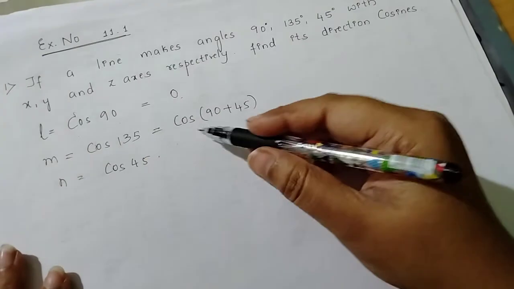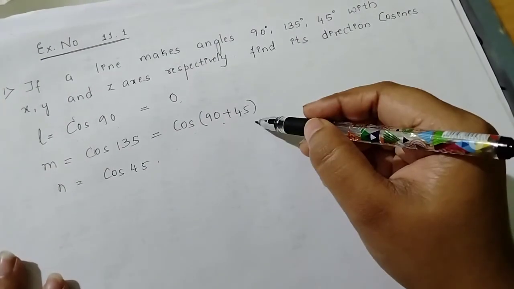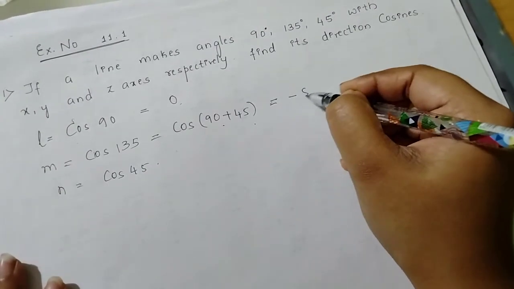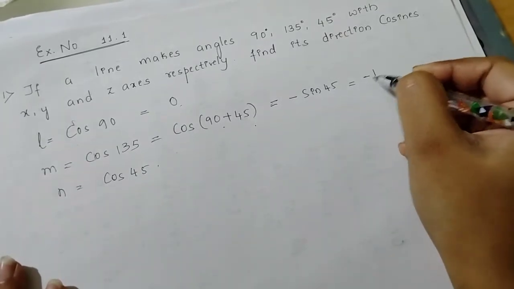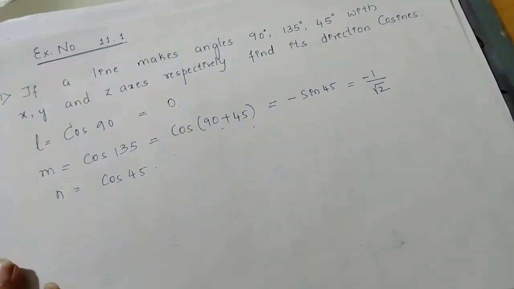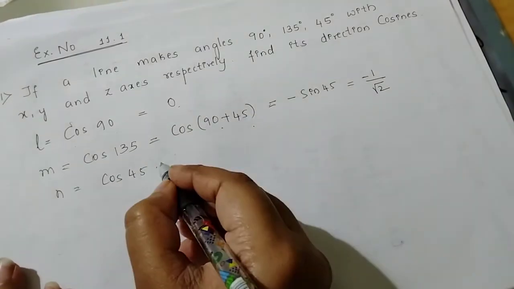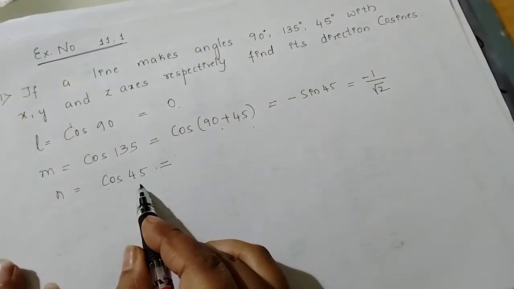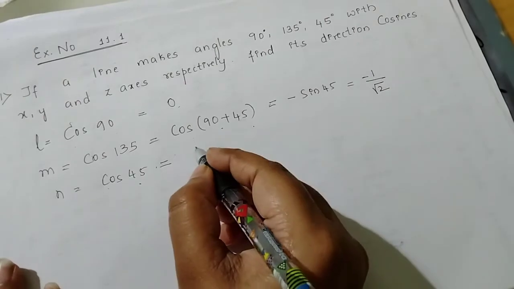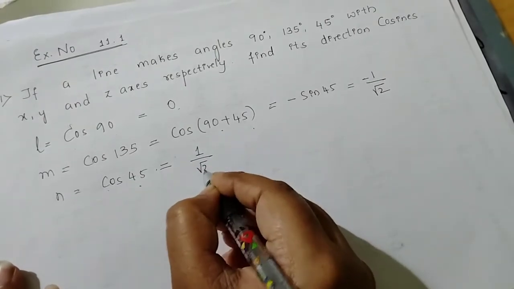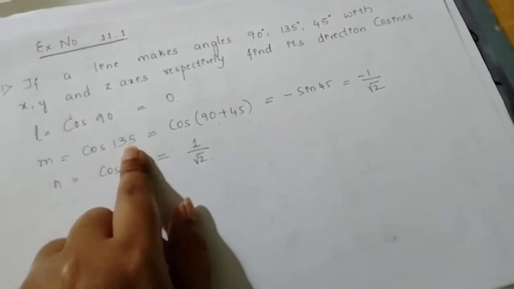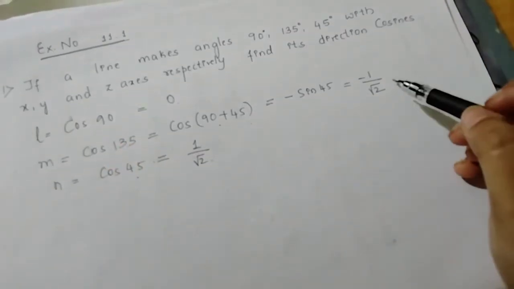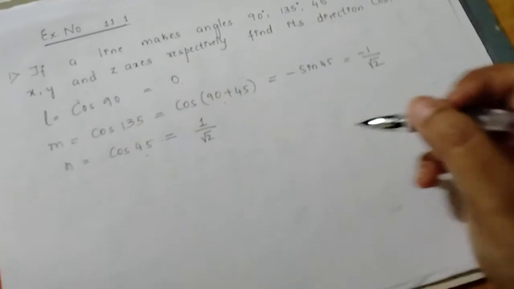Trigonometric functions. Cos of 90 plus an angle, the sign changes. So it becomes minus sin 45 degrees, which is equal to minus 1 by root 2. Okay. Next, cos of 45 degrees is how much? It is 1 by root 2. So 90 plus 45 is 135, it comes in the second quadrant. So in the second quadrant, it is minus 1 by root 2.